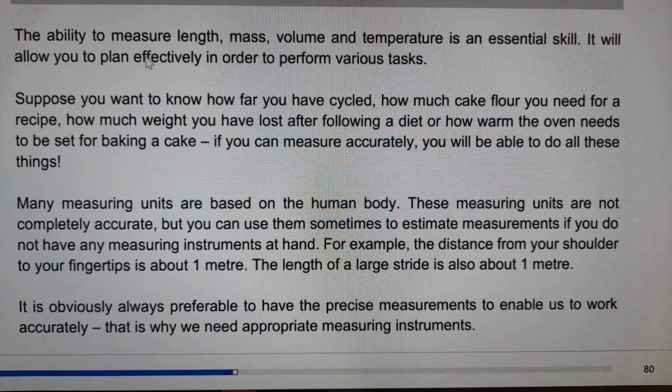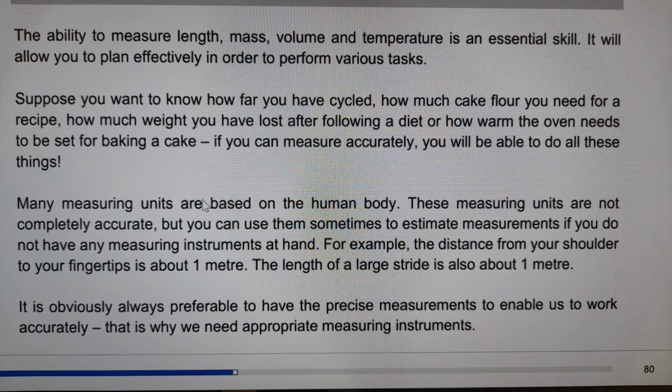They say the ability to measure length, mass, volume, and temperature is an essential skill. It will allow you to plan effectively in order to perform various tasks. Suppose you want to know how far you have cycled, how much cake flour you need for a recipe, how much weight you have lost after following a diet, or how warm the oven needs to be set for baking a cake. If you can measure accurately, you will be able to do all these things.